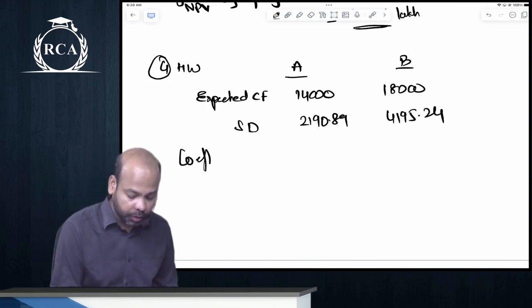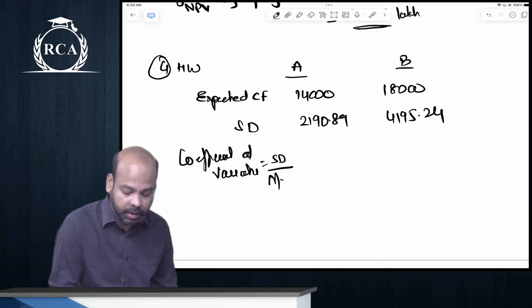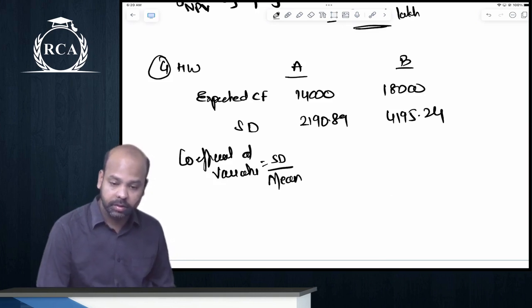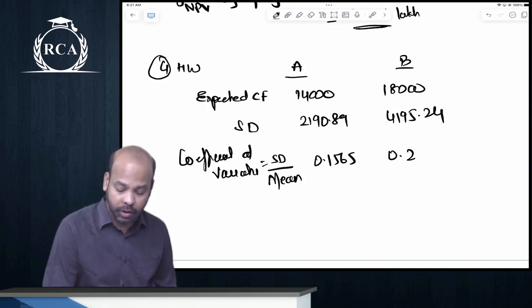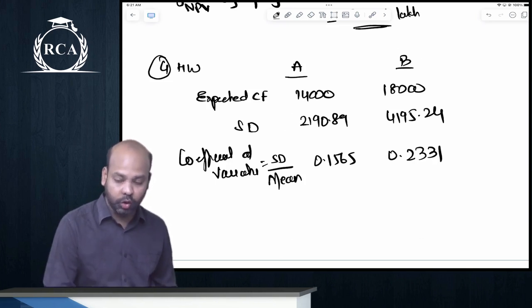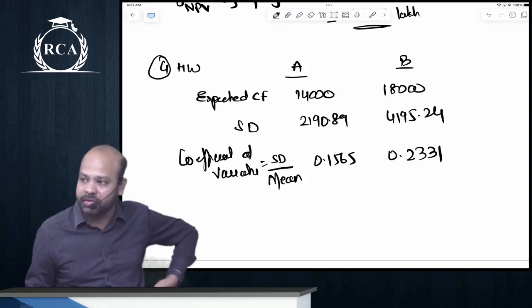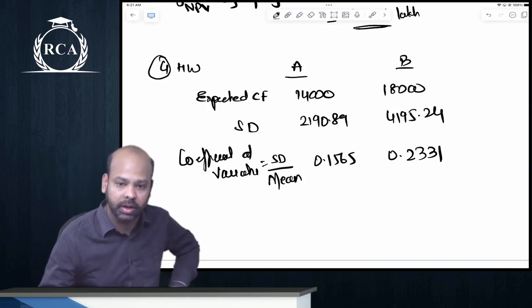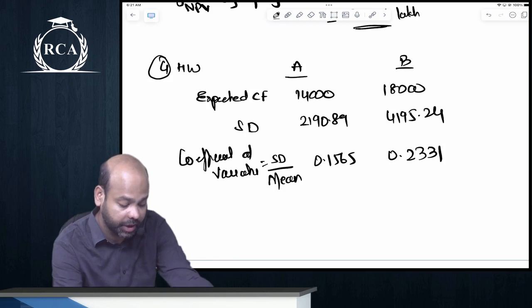After this, you will compute coefficient of variation. To compute coefficient of variation, I'll write standard deviation divided by mean. How much is that? 0.1565 and 0.2331. So that's 0.1565, and this 0.2331. This will be your coefficient of variation.